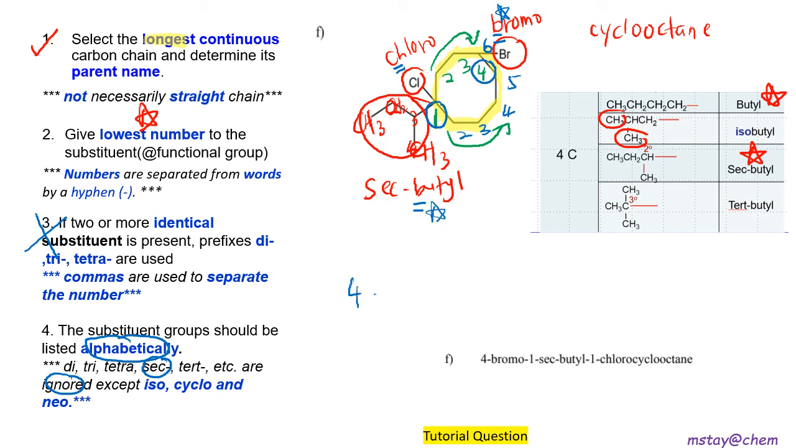So it will be 4-bromo, followed by 1-sec-butyl, and then 1-chlorocyclooctane.